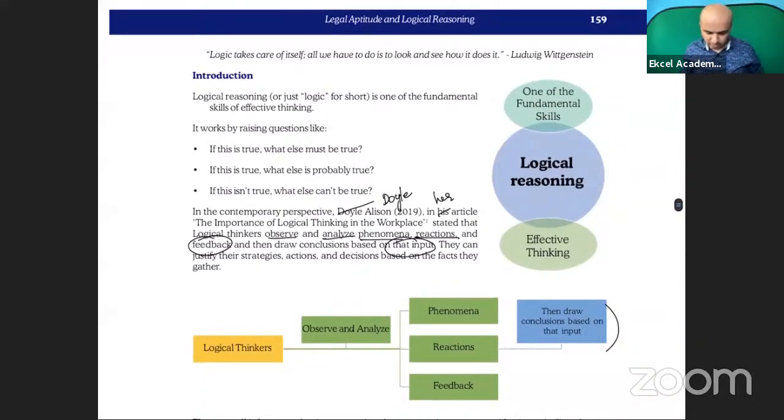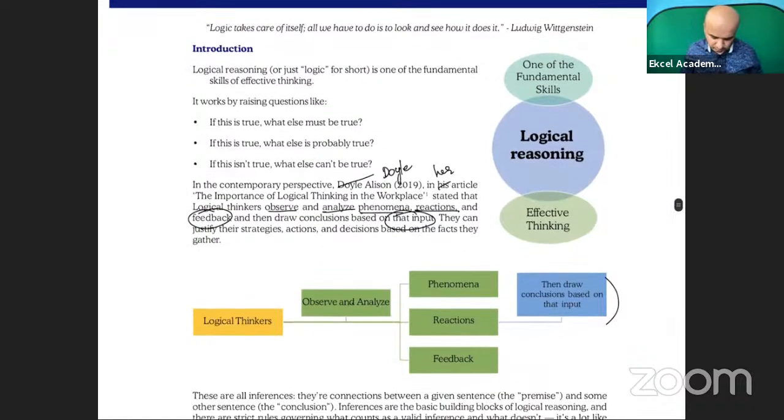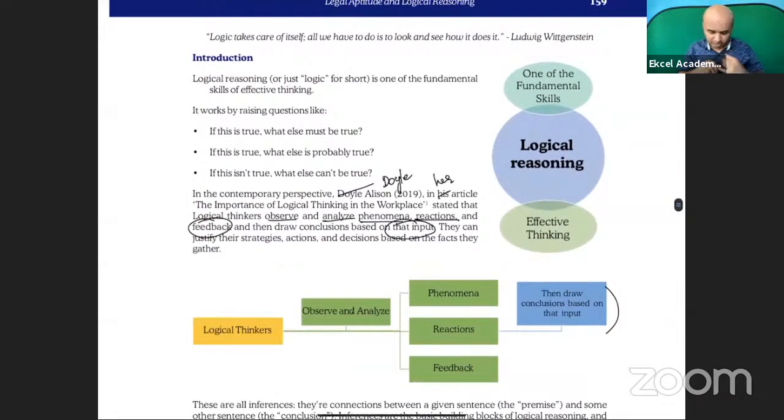In the contemporary perspective, Alison Doyle, that is the actual name of the author, they say Doyle Alison, in her article, not his, she is a lady, "The Importance of Logical Thinking in the Workplace," stated that logical thinkers observe and analyze phenomena, reactions, and feedback. So you do all this, and then based on that, you draw conclusions. You will not draw conclusions just based on your whims and fancies. You observe, then you analyze, and then you come to some valid conclusions on those inputs. Basically, those are inputs: observing, analyzing phenomena and reactions. After doing all this, you come out with the outcome, or rather output.